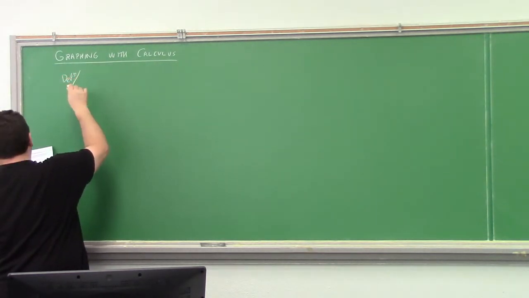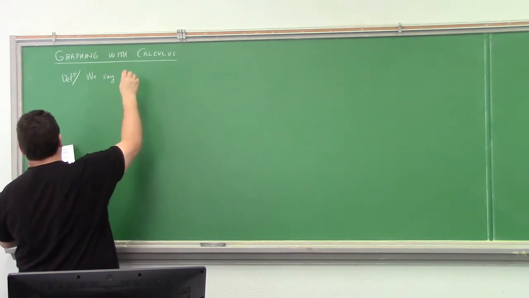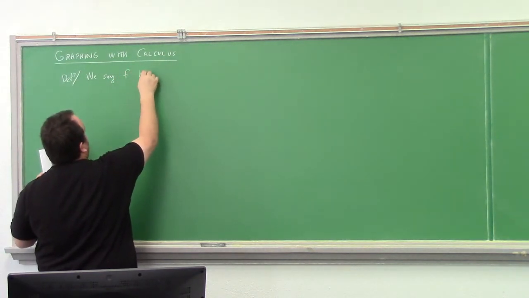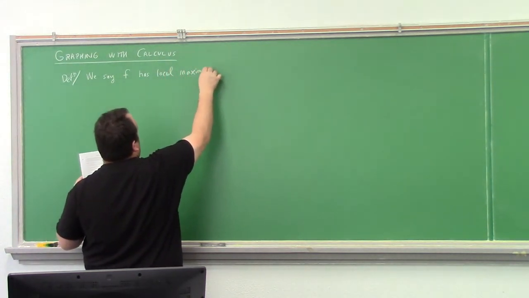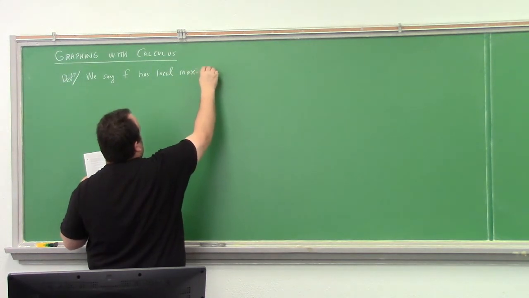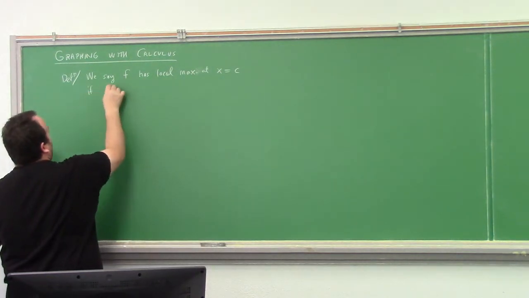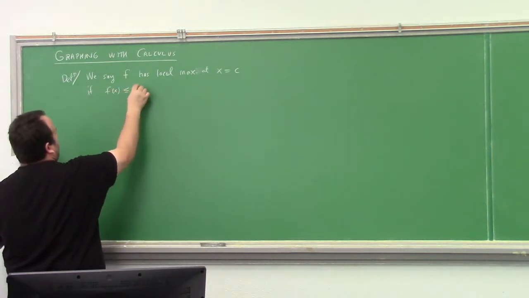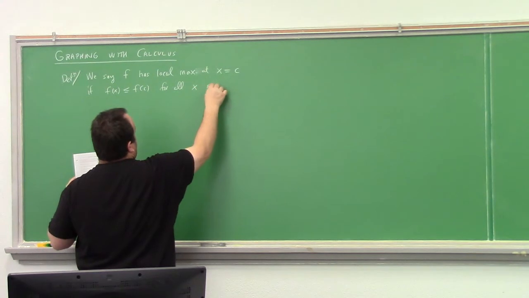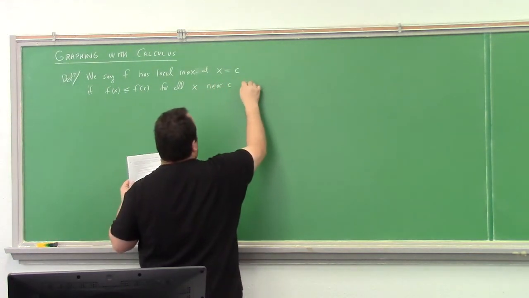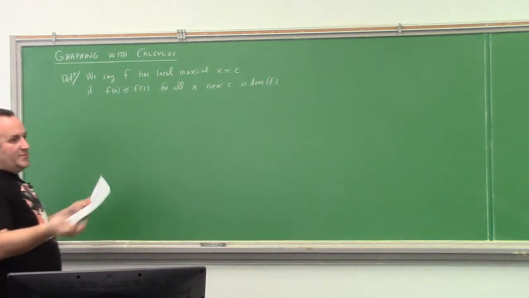just a definition. So we say f has a local maximum, local max at, let's say, x equals c, if f of x is less than or equal to f of c for all x near c, all right, in the domain of f. That's a local maximum, all right?